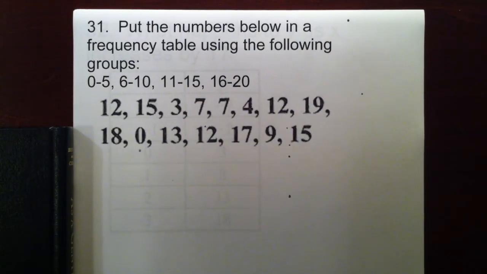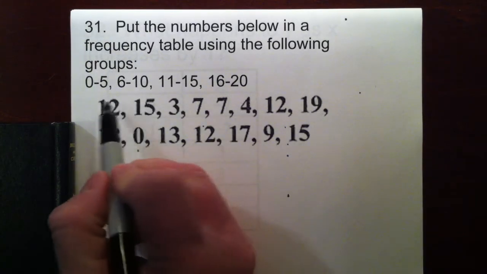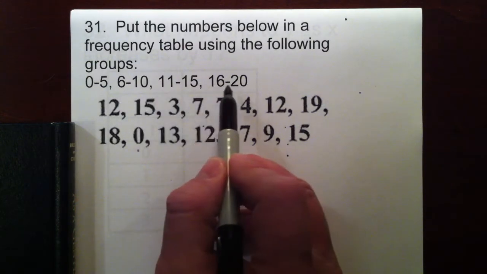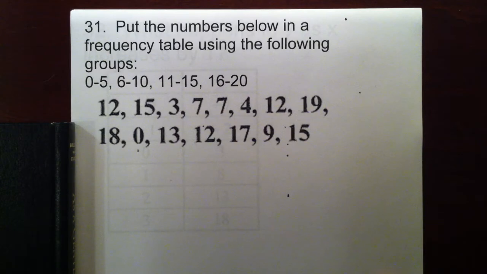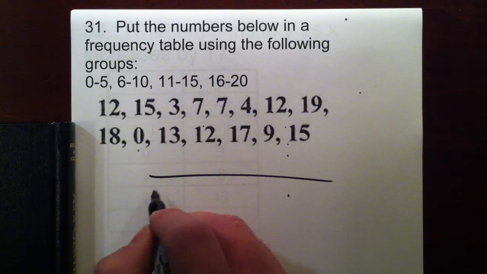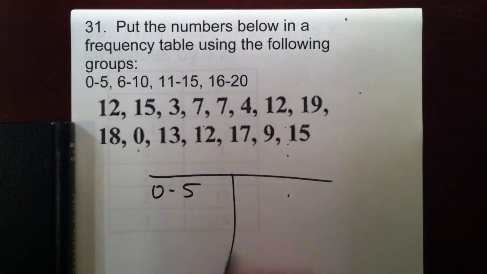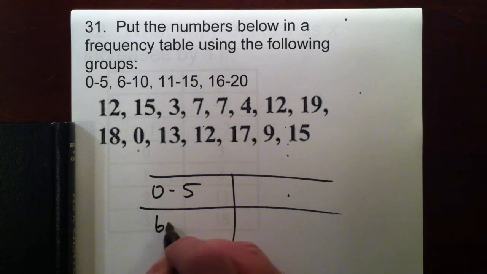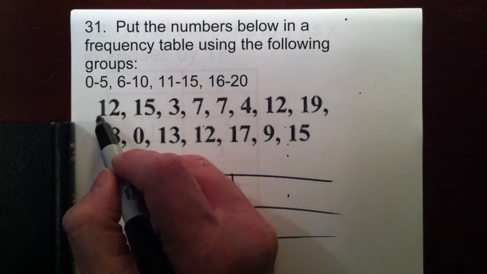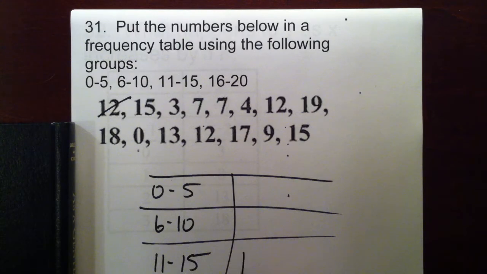Put the numbers below in a frequency table using the following groups. Well, we need to make a frequency table for 0 through 5, 6 through 10, 11 through 15, and 16 through 20. Well, we simply do this: 0 through 5, 6 through 10, 11 through 15, and 16 through 20. Well, where does the 12 go? Right here, so we just put a mark for that.